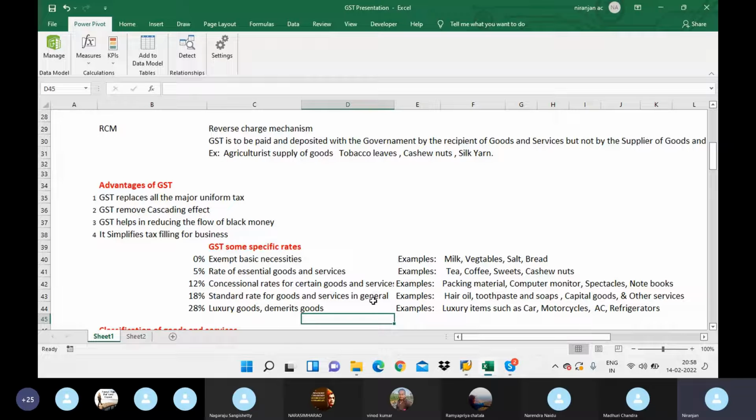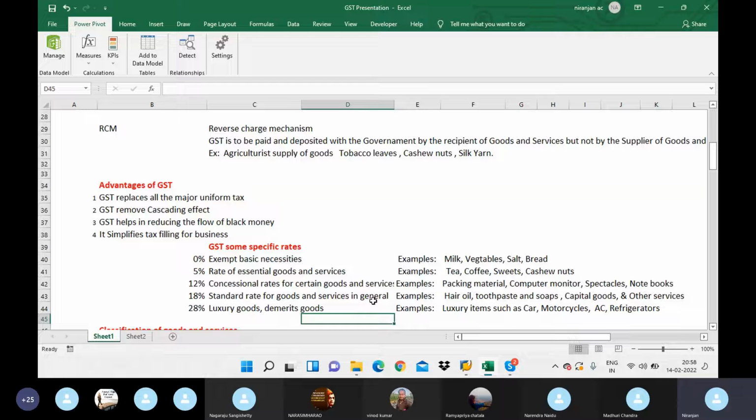And 12%. So 12% is the concessional rate for certain goods and services. For example, packing materials, computers, laptops, monitors, spectacles, notebooks. All of this comes under the 12% rate.